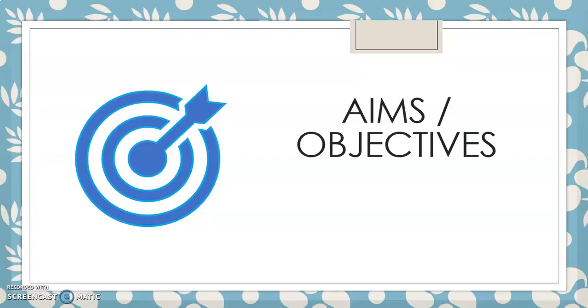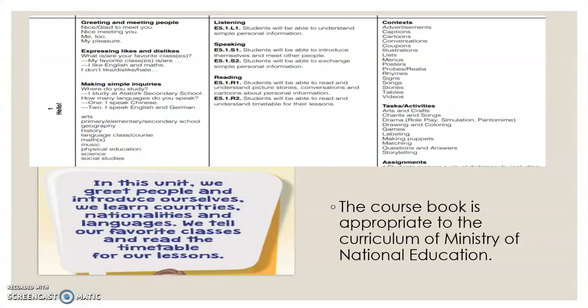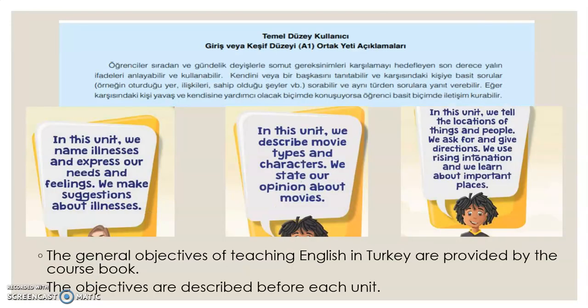In this part, I will talk about aims and objectives. Our course book is appropriate to the curriculum of the Ministry of National Education. Also, the general objectives of teaching English in Turkey are provided by the course book. These objectives are described before each unit. You can see some examples like telling the locations or expressing our feelings.